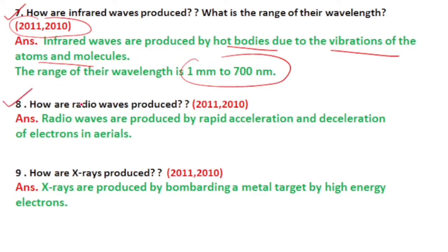Next, how are radio waves produced? It also came in the year 2011 and 2010. Radio waves are produced by rapid acceleration and deceleration of electrons in aerials, right? Next, question number 9. How are X-rays produced? Yes, X-rays, it's also very important. X-rays are produced by bombarding a metal target with high energy electrons. So in this way, you just write the answer in one line because only 2 or 3 marks questions may be asked in the exams.